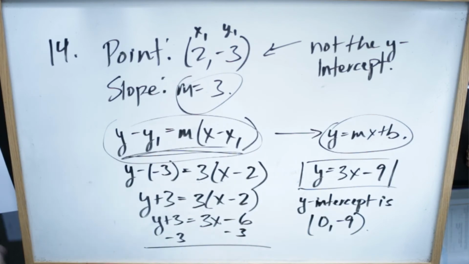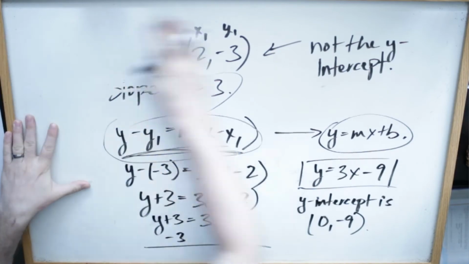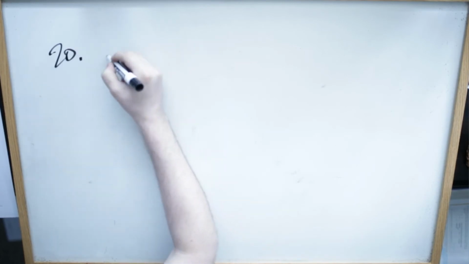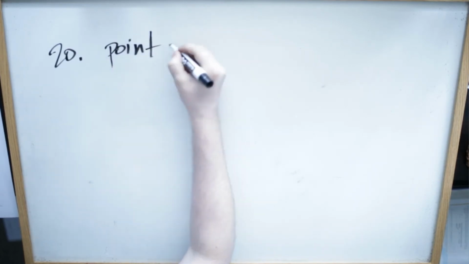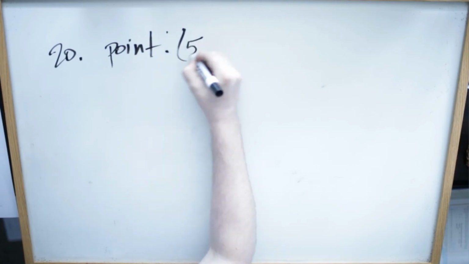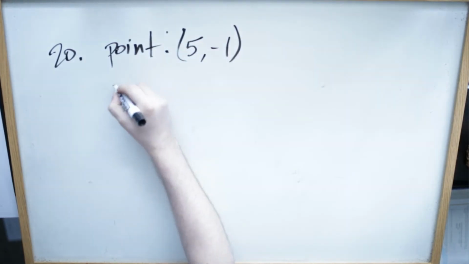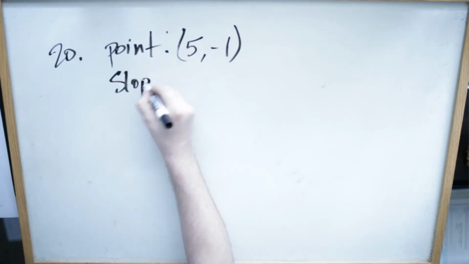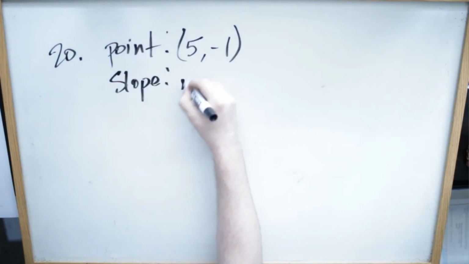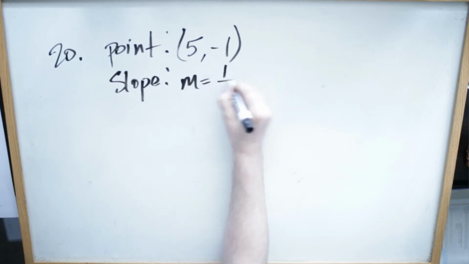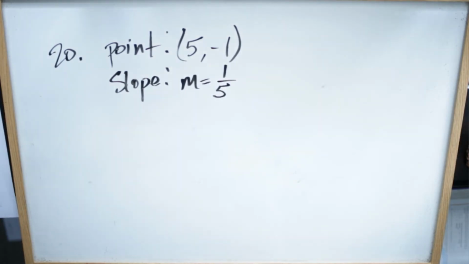All right, so let's go ahead and do another problem. Let's do question 20. So question 20, they give us the point (5, -1), and the slope is going to be m equal to 1/5. Okay, so we actually have a fraction here.